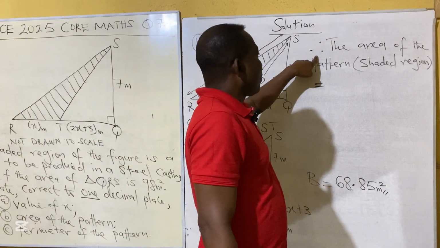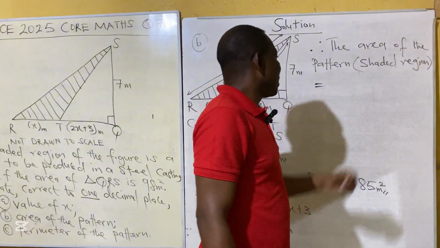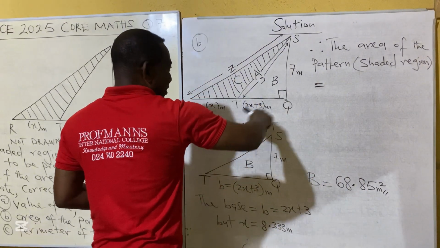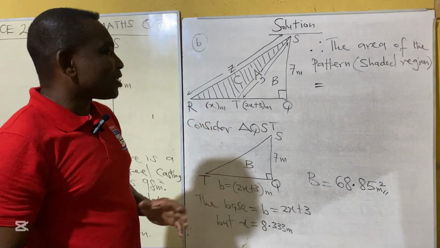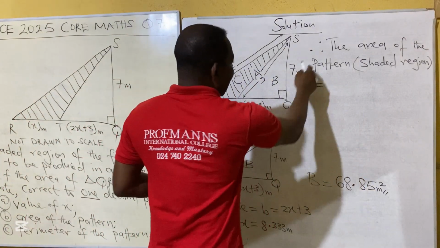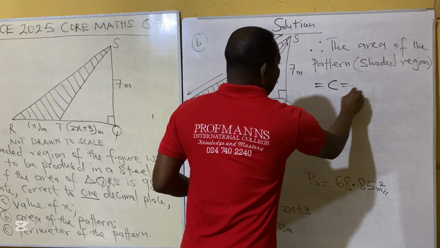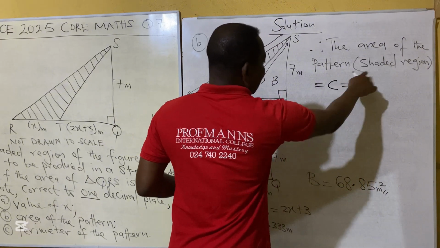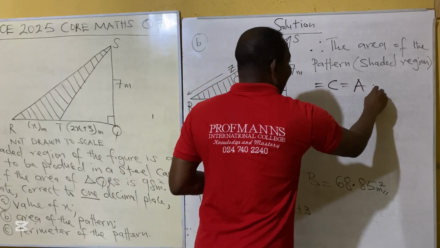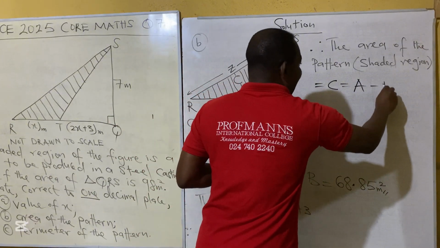Therefore, the area of the pattern, that is the shaded region, is equal to the area of the bigger right angle triangle minus the smaller one. So let's say C, the area of the shaded region, is equal to the area of the bigger one, capital A, minus the area of the smaller one, which is capital B.